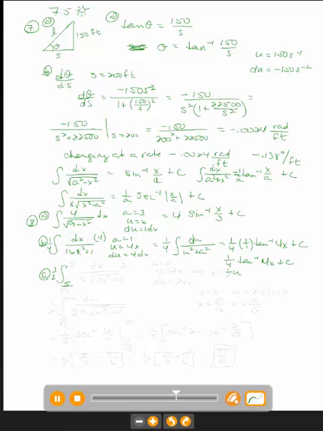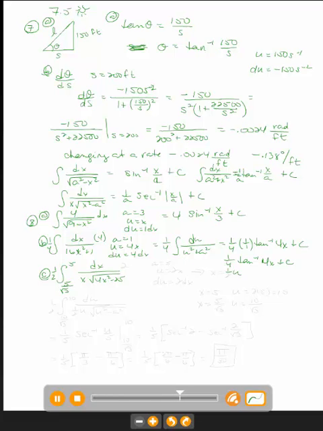This next one doesn't have a plus c because we've got values here. It's a definite integral. 5 over the square root of 3 and 5. And then we're integrating dx over x square root of 4x squared minus 25.